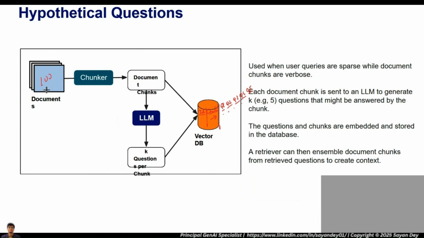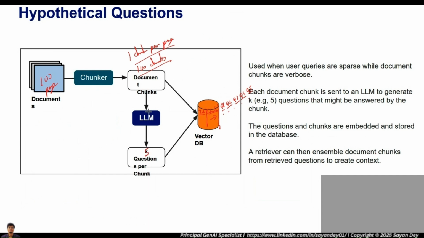So you have a 100-page document. You are dividing the document into, let's say, 100 chunks, because one chunk is one page. Trying to keep a simple example. So we are saying that there is one chunk per page, so we have 100 chunks. And now we take each and every chunk and create 5 questions.